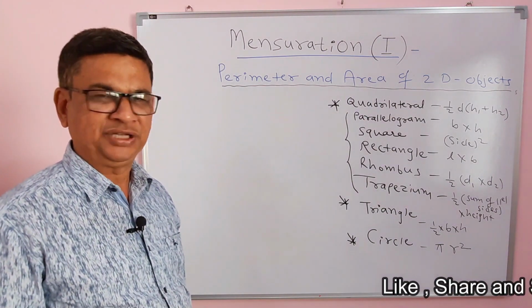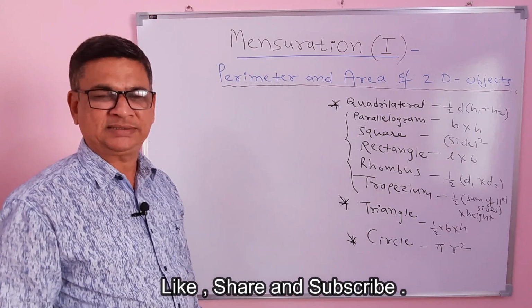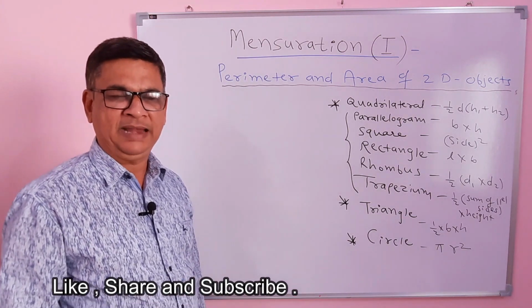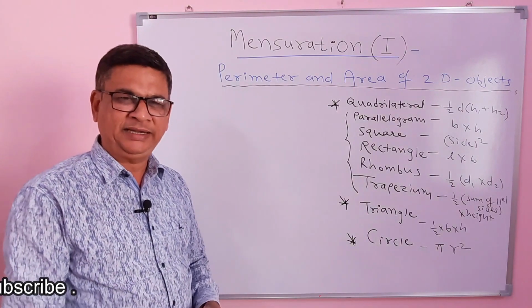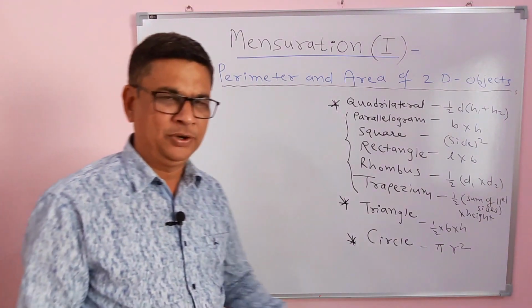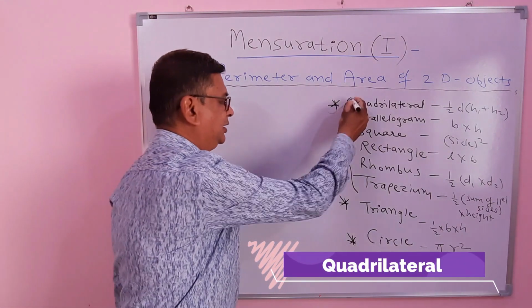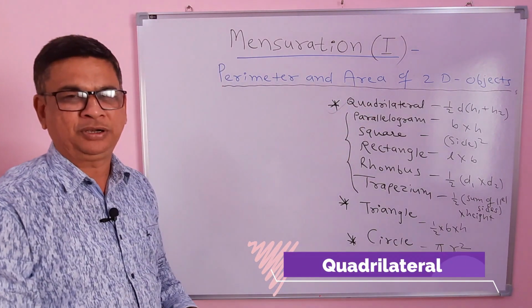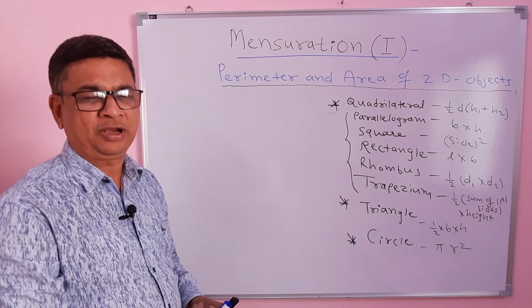Today in this session we are going to see the first part, that is 2D objects, and how to find their perimeter and area. Watch the video till the end to know the details about this topic. First we will deal with the quadrilateral. You already know a quadrilateral is a four-sided closed figure.